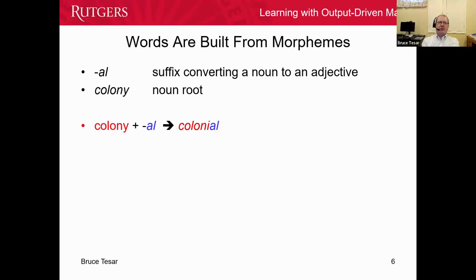So words are built from morphemes. If we look at the word colonial, it's built out of two parts. There's a noun root, colony, and there's a suffix, al, whose primary effect is to convert a noun to an adjective. So you take the noun colony and put al at the end, and then you get the adjective colonial. And when it comes to the pronunciation of the word, the underlying representations of the pronunciation information for the root, colony, and for the suffix are combined together, and the phonology determines how that combination should be pronounced.